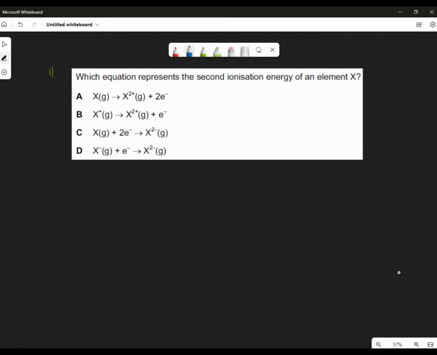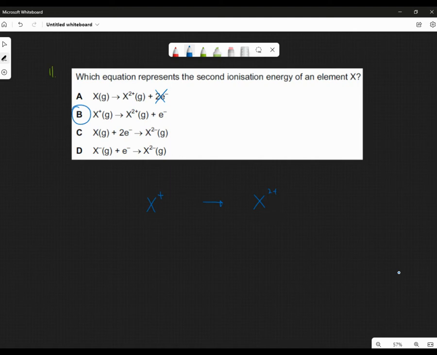So if you lose 2 electrons, you are wrong. You only lose 1 electron per ionization energy. If it's the second, we're going to start off with the X positive, and we're going to end up with X2 plus. So the answer must be B.